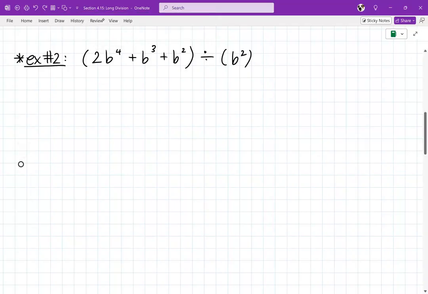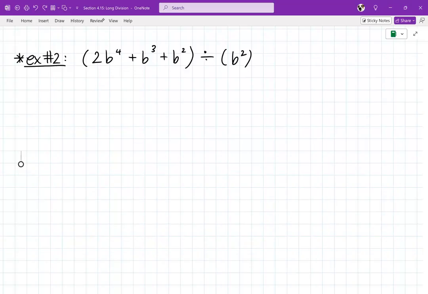So again, I notice there's only one term that I'm dividing by. That's actually the key to this, knowing that there's only one term. It's not like x plus 3 or b squared minus 4. It's just b squared on the very back, right? So it's just one term. Since it's just one term, I can break this apart into 3 pieces because there's 3 terms in the first part.